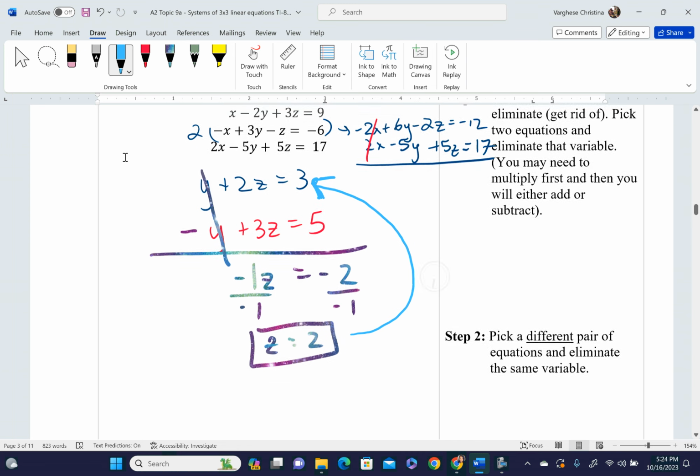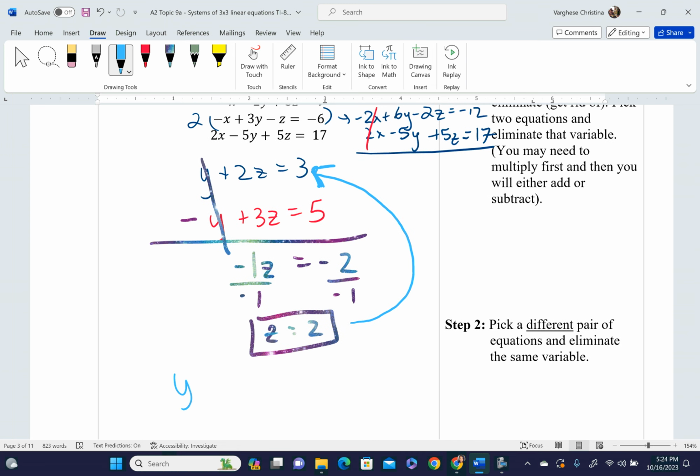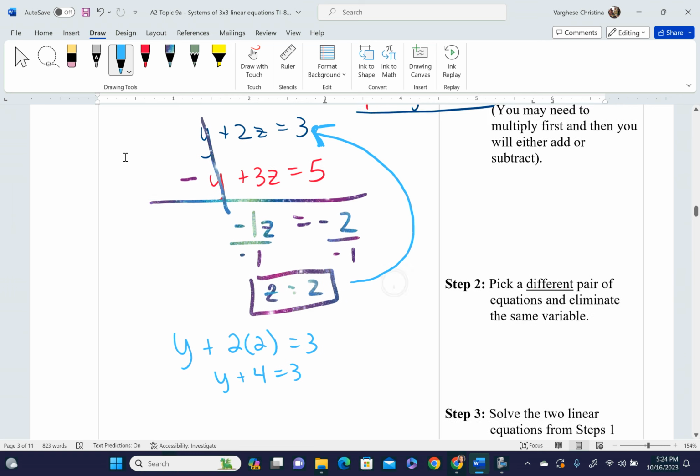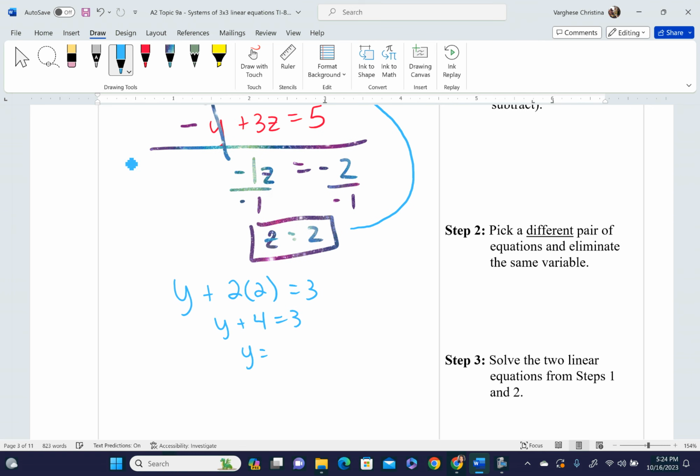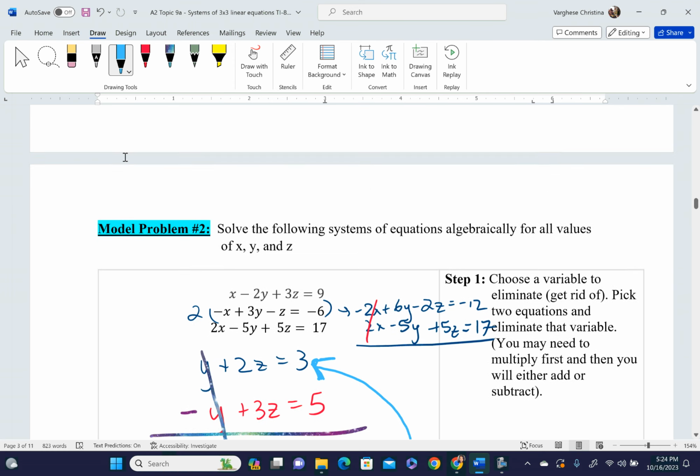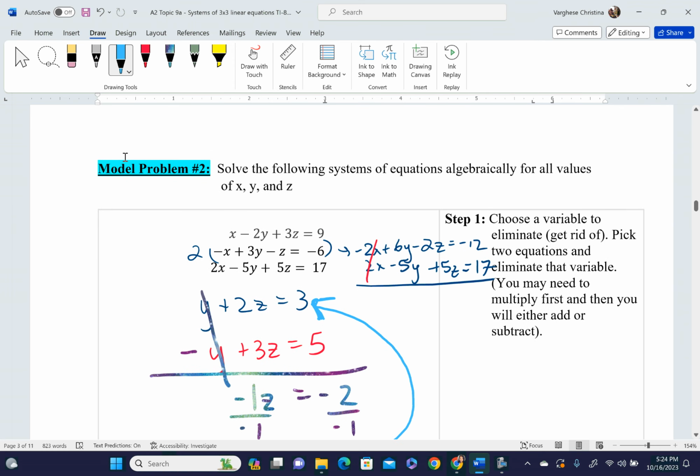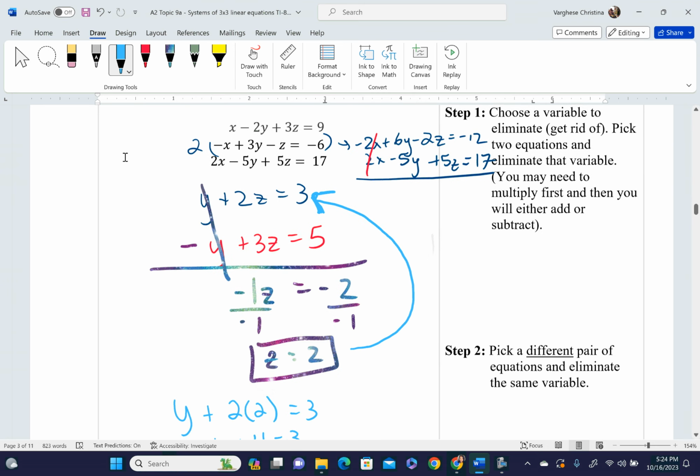So I'm going to do y plus 2z, which is 2 times 2, is equal to 3. I'm plugging it into this one right here only. So I have y plus 4 is equal to 3. Subtract 4 from both sides, and I get y equals negative 1. Okay, so now I have z and I have y. Now I'm going to plug it into any of the ones on top. So why don't I just use the first one, x minus 2y plus 3z.